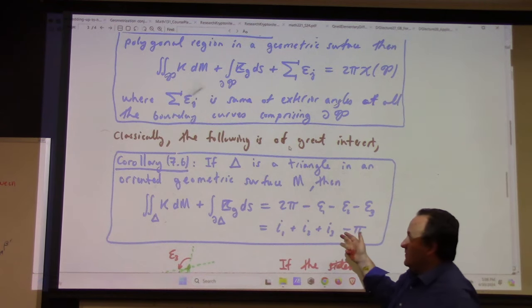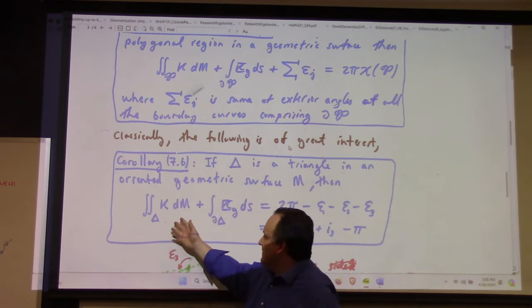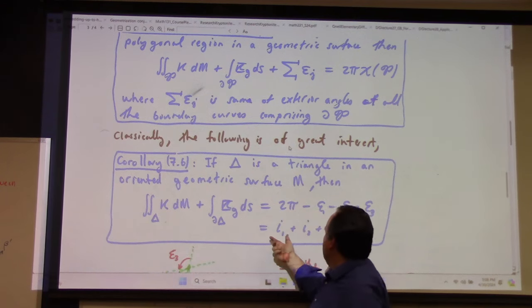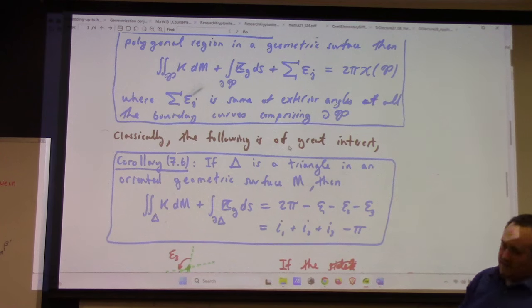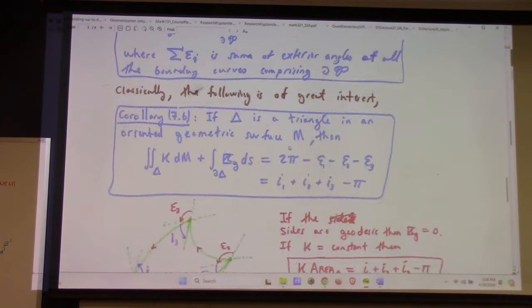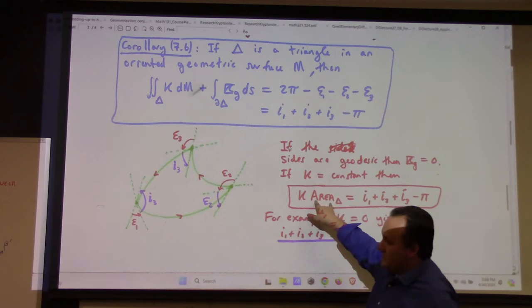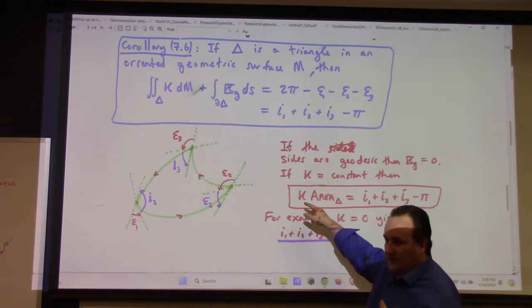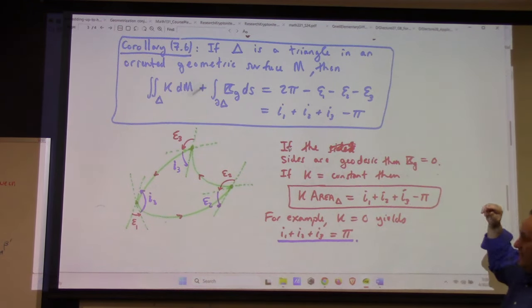So if you have a geodesic triangle, then you have the integral of this is equal to that. In particular, if you just have constant curvature, what you have is that the Gaussian curvature times the area of the triangle, as defined by the area given by the metric on the surface, is equal to the sum of the interior angles minus pi.